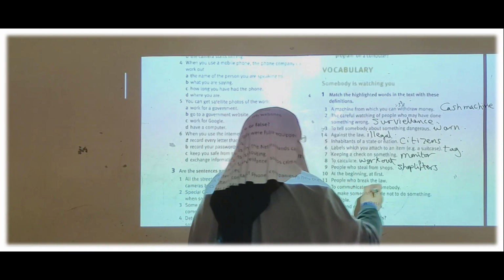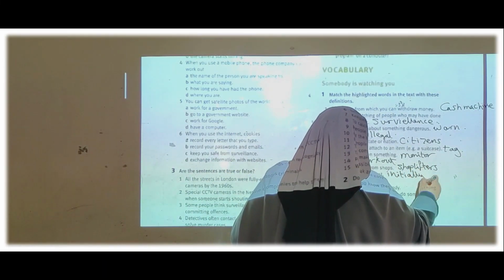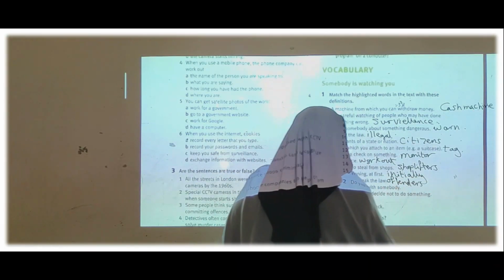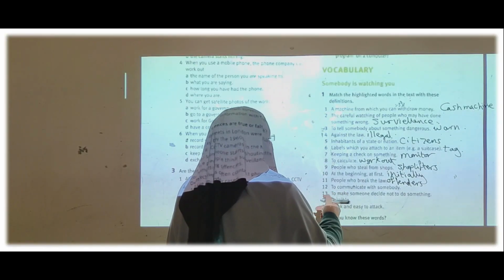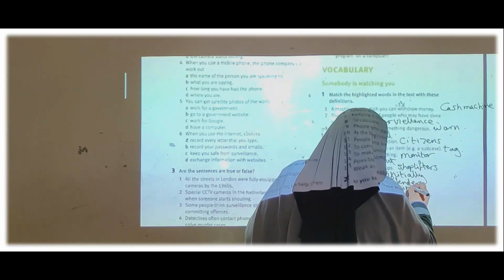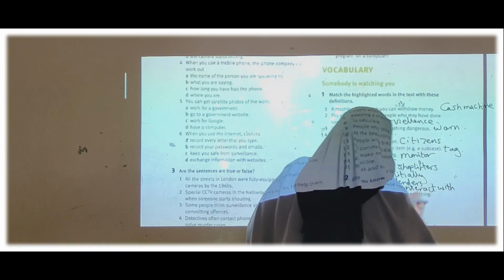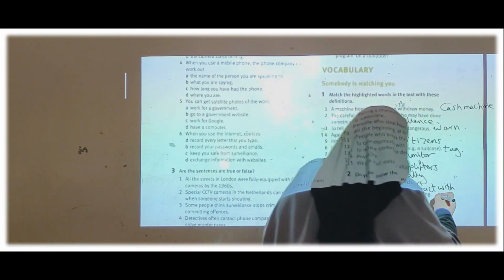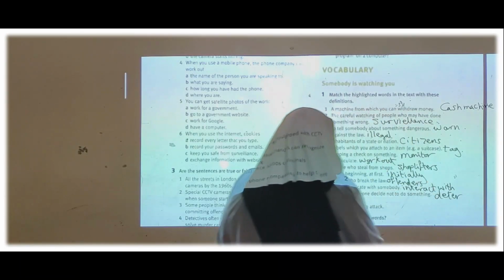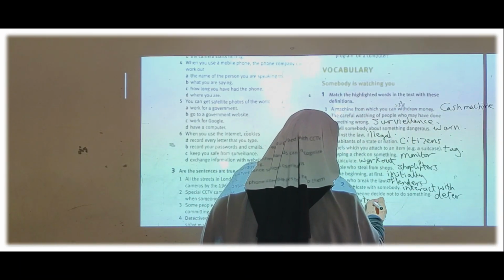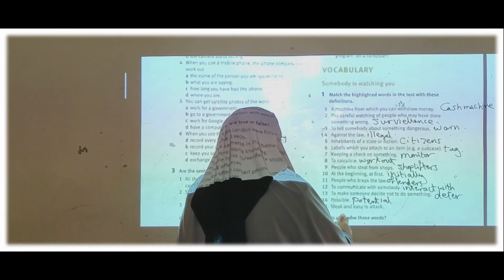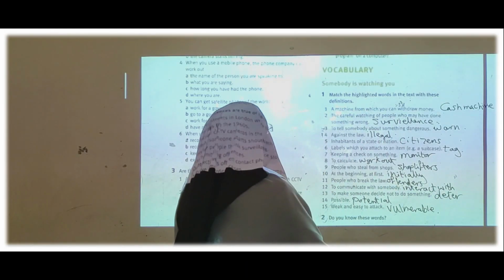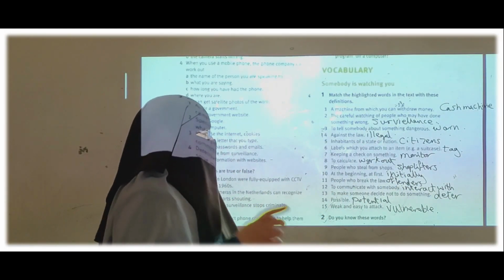At the beginning or at first means initially. People who break the law are called offenders. To communicate with somebody or to speak with him is to interact, and it takes the preposition with. To make someone decide not to do something means to deter or to stop. Possible means potential. Weak and easy to be attacked is vulnerable. Take care of all these definitions because they are important for the choose question.